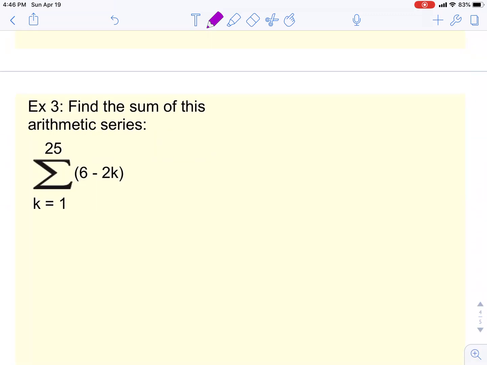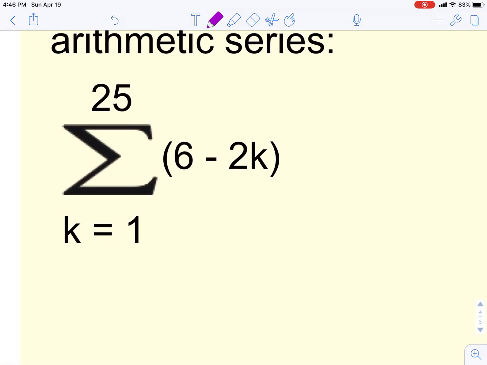All right, and then here's the summation notation part. Again, this is the first term. This is telling us where we're starting. We want the first term. We're going to term 25. All right, we want to add up the first term all the way through the 25th term.